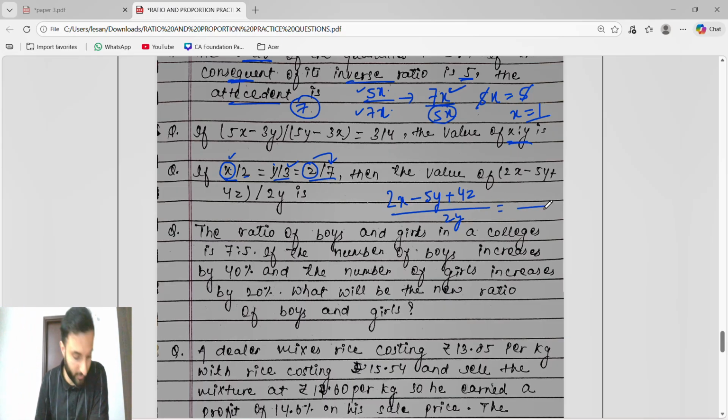Okay, the answer is in the ratio form. So 3 twos are 6 is the denominator. Numerator will be 2 fours are 8, minus 5 threes are 15, plus 7 fours are 28. That is 17. 17 by 16 is the correct answer.